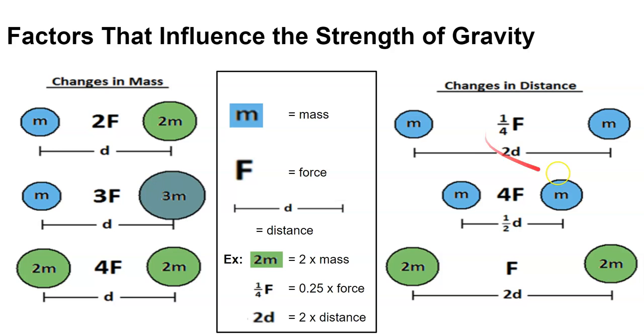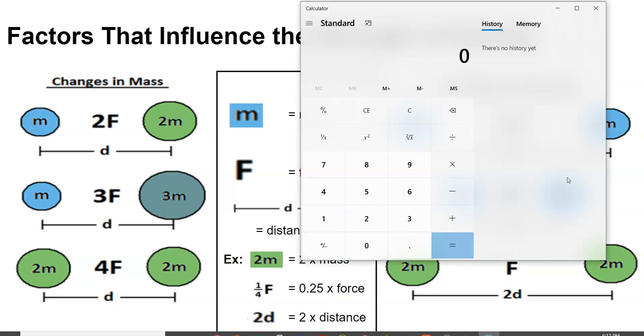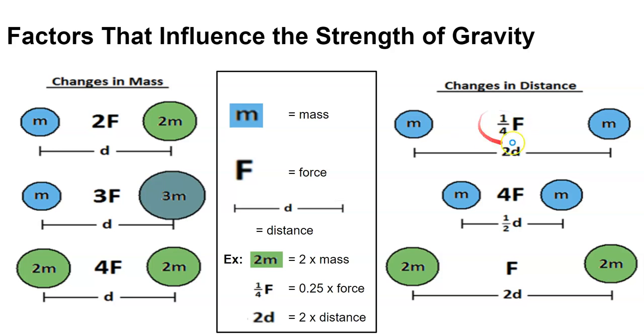I'm going to let you think about that for a second. And thinking about if I times 0.25 times something, what do I get? So if I take 5 and I times it by 0.25, what do I get? I get 1.25. What is that 1.25 in relation to 5? So it's a quarter of it, right?